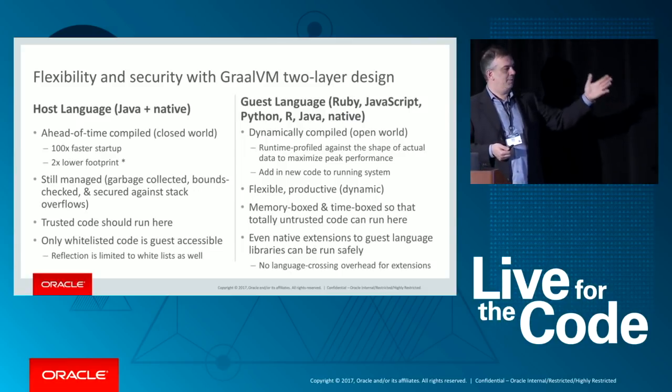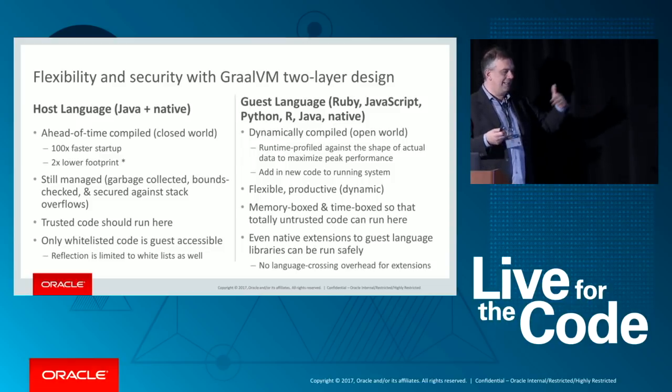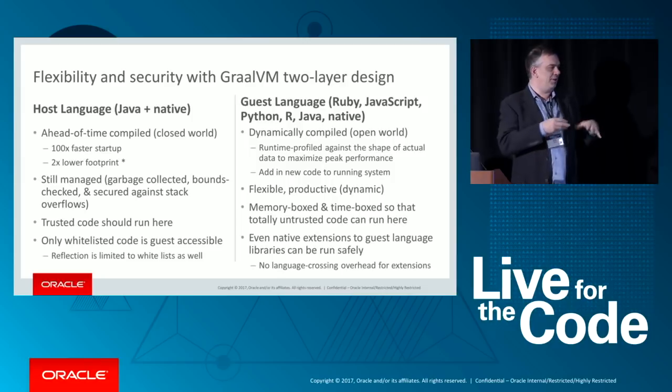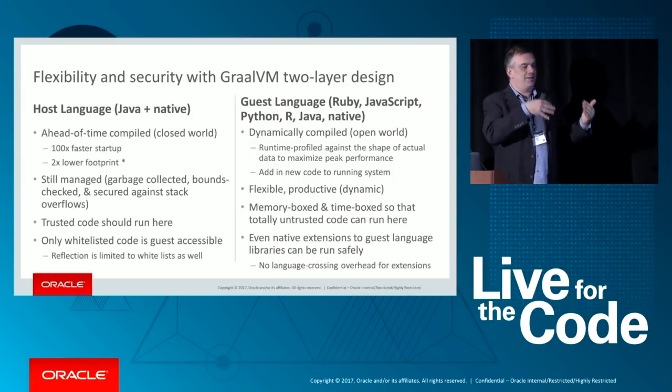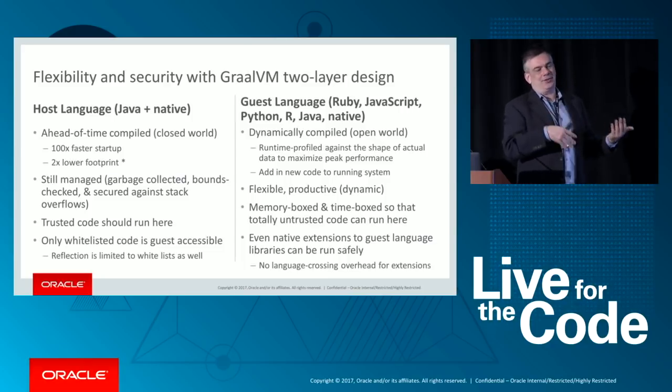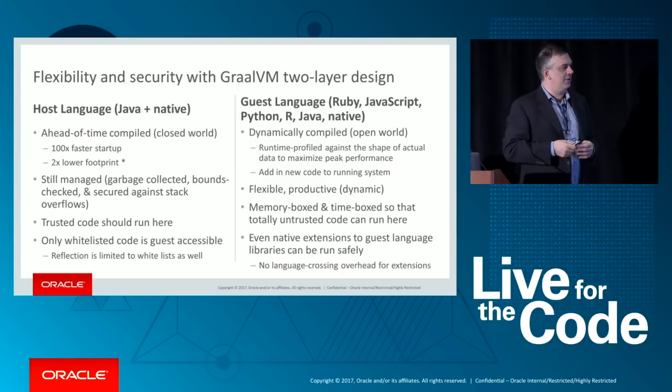We can also, even if the Java code is running precompiled, still have all those features. And then we create a whitelist and only expose certain parts of that code to the dynamic languages. And the dynamic languages can also be put into a memory box or a time box to make it a little bit more safe to run untrusted code.